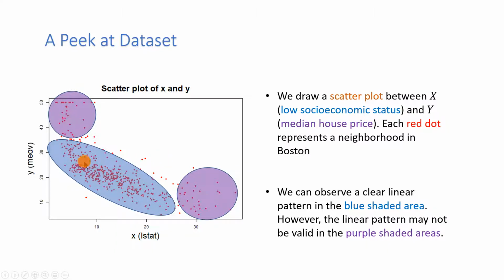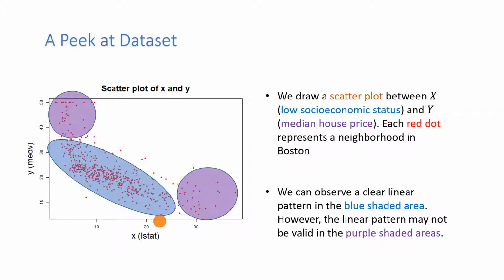right? And if we fit a straight line like this over this blue shaded area, we would expect to have a positive intercept and a negative slope, right? Which means the response variable, the median house price, would be negatively associated with your predictor, the low socioeconomic status, which means for a neighborhood with fewer houses belonging to low socioeconomic status, the median house price would be high.